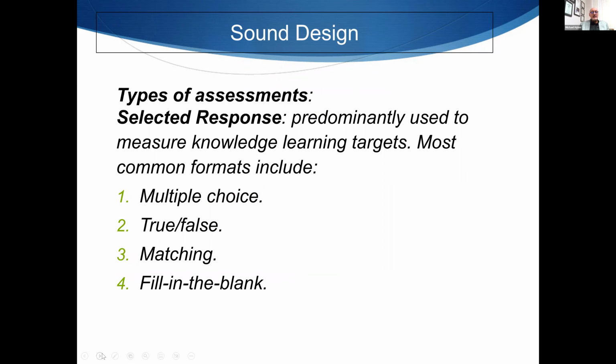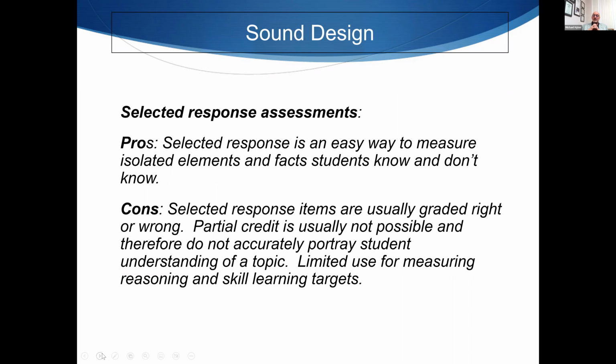So selective response, these are the ones we know really well. They are just strictly for knowledge purposes. Multiple choice, true false, matching, fill in the blank, okay? This is a really good way to see if students know facts or how to measure specific elements that they should know rotely, okay? But the problem is selective response items are usually graded right or wrong. Partial credit's not possible. So I'm going to give you an example why. I was guilty of this.